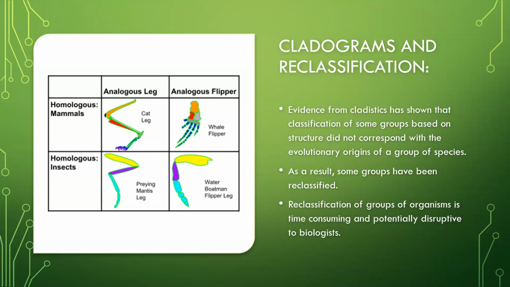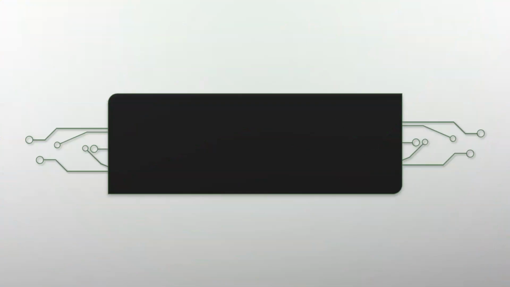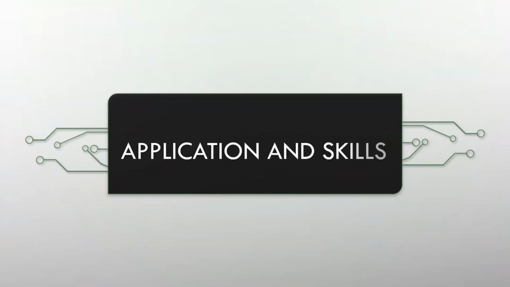Reclassification of groups of organisms is time-consuming and potentially disruptive to biologists. But it needs to be done because, as we're having new developments in scientific knowledge, this kind of thing is going to happen more and more.